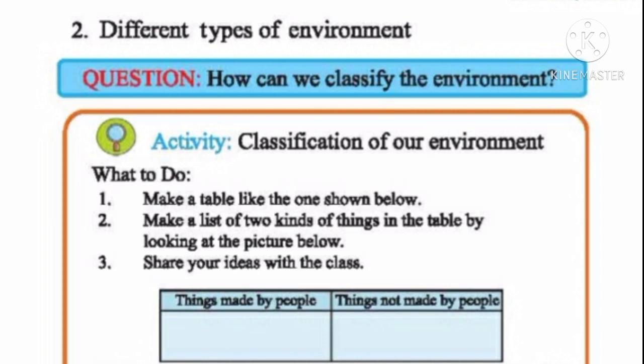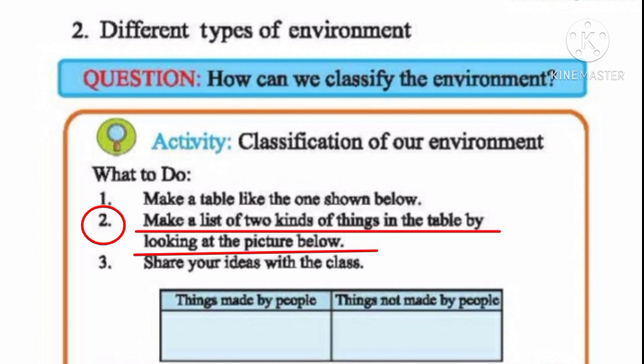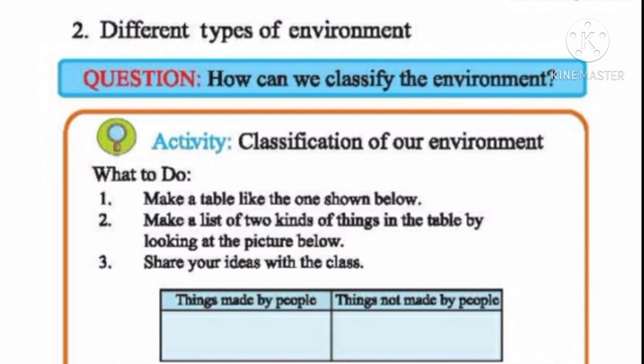Now we will do a book activity from this page. The name of this activity is classification of our environment. What to do? Number 1, make a table like the one shown below. Number 2, make a list of 2 kinds of things in the table by looking at the picture below. For this, we need to look at the picture. Number 3, share your ideas with the class.